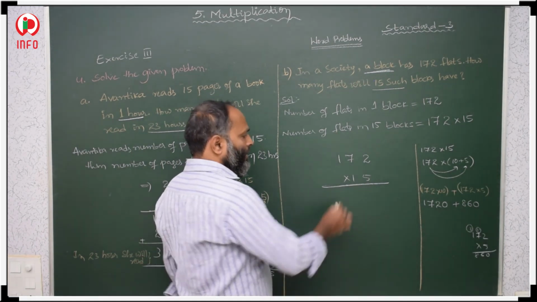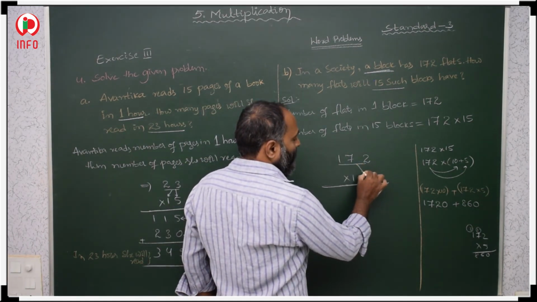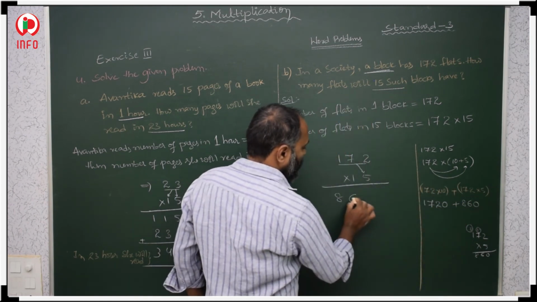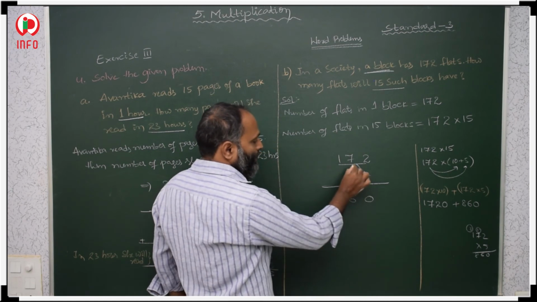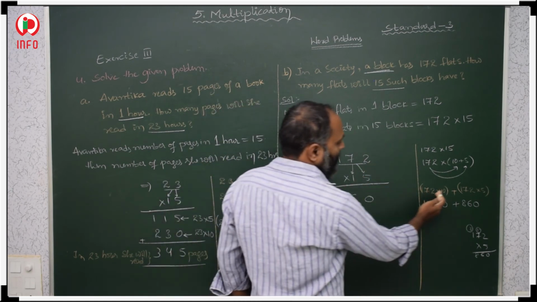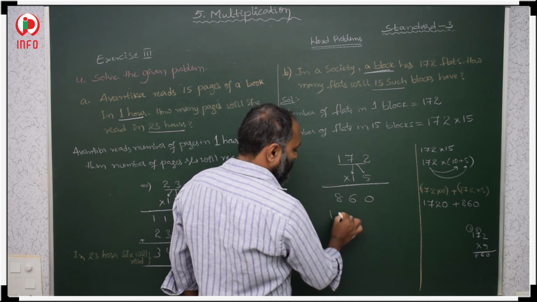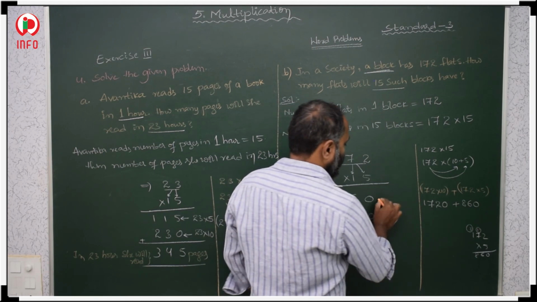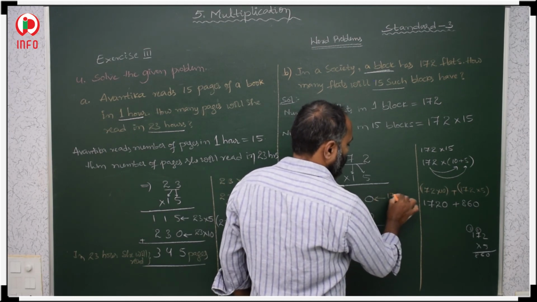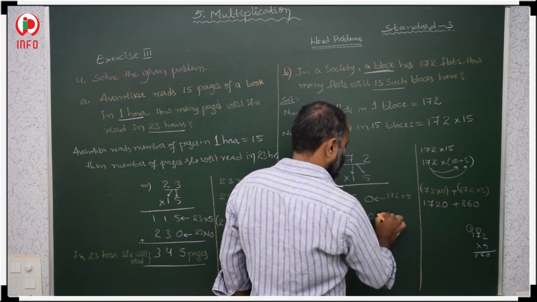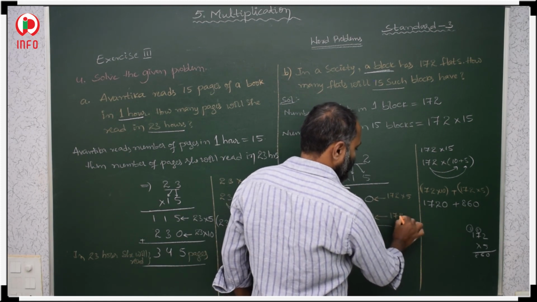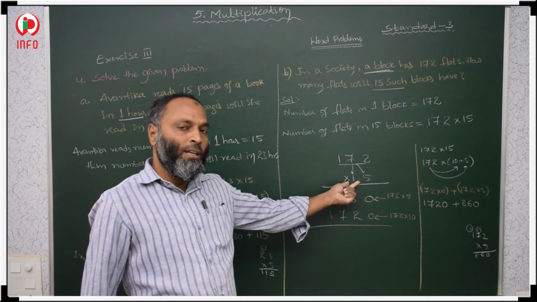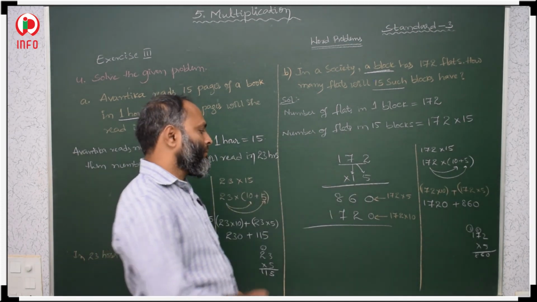Now, 172 with 5 is 860, and 172 with 10 is 1720. Here, what does it represent? This represents 172 with 10. Why? Because this is in the tens place, so we have to take 10. Then add.